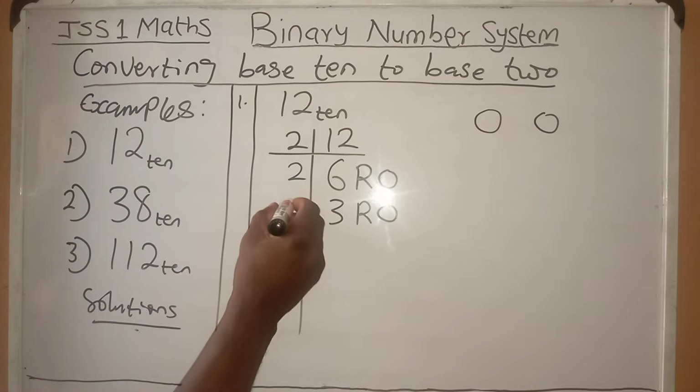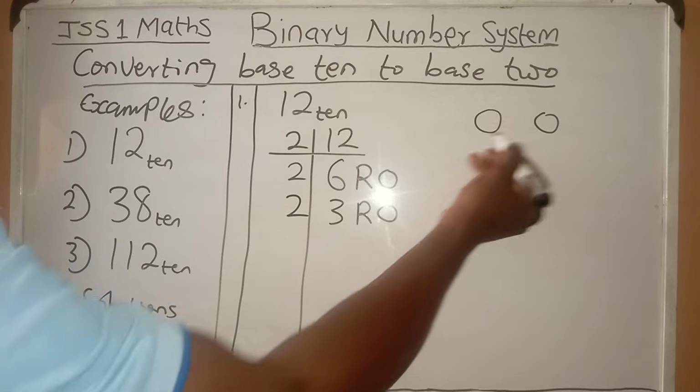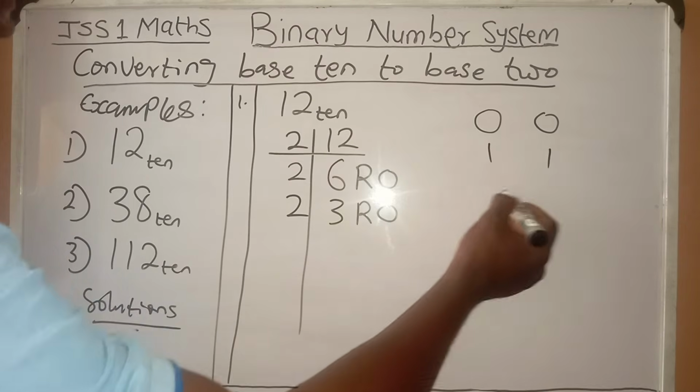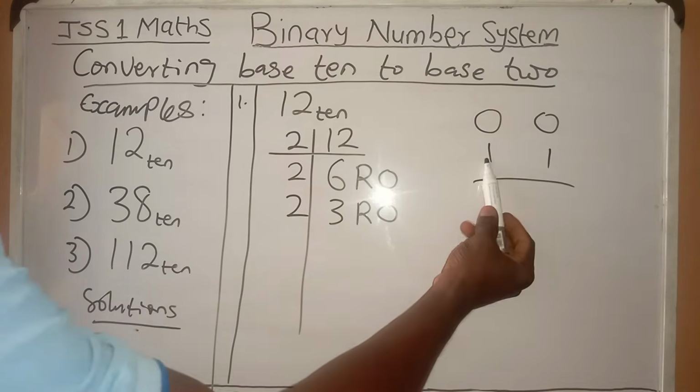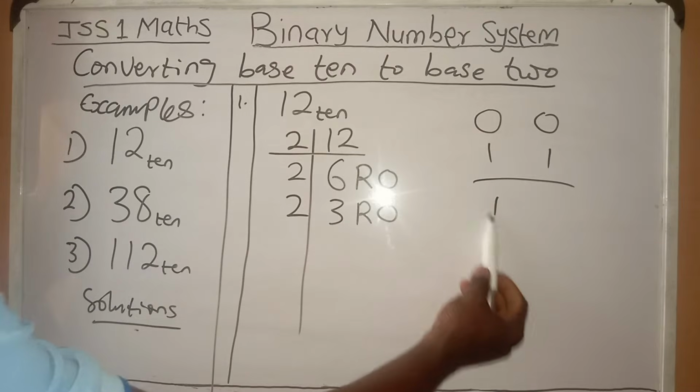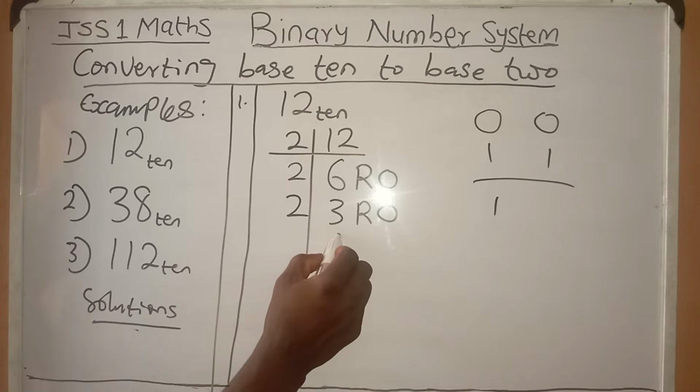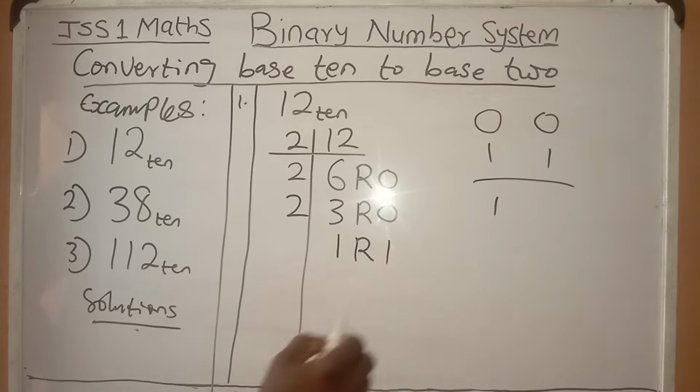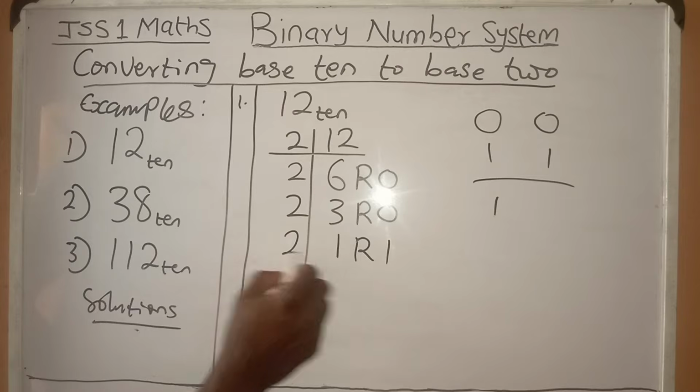All right, 2 divide again. 2 divide 3. 2 people dividing 3 oranges. 1, 2, 3. In this case, you find out that they will each have 1, remainder 1. 1 will remain. So in that case, we write 1, remainder 1. So 2 divide 1.